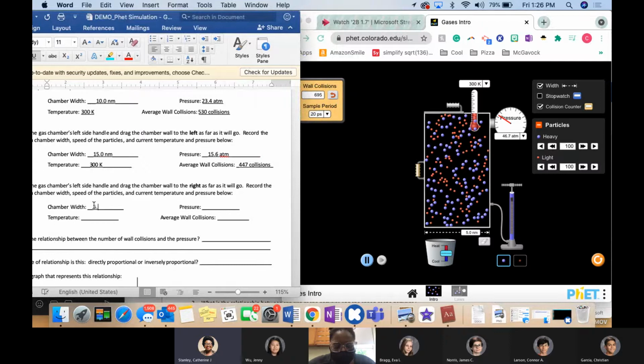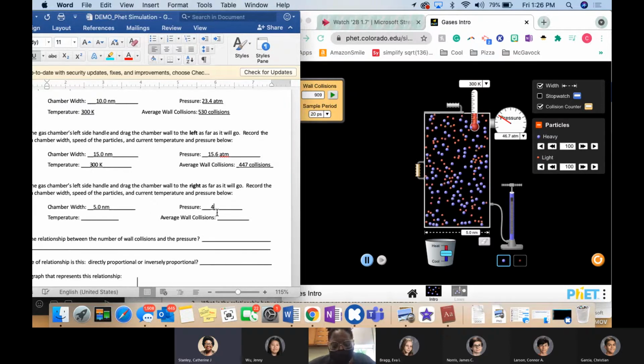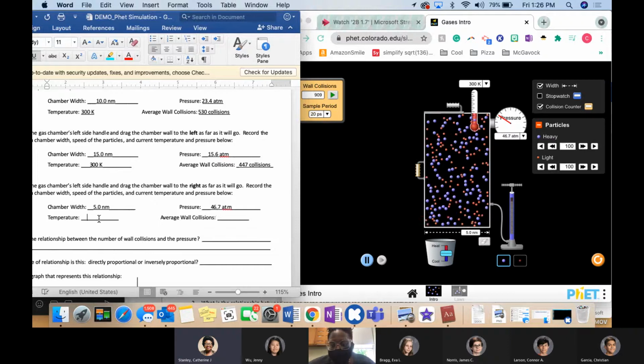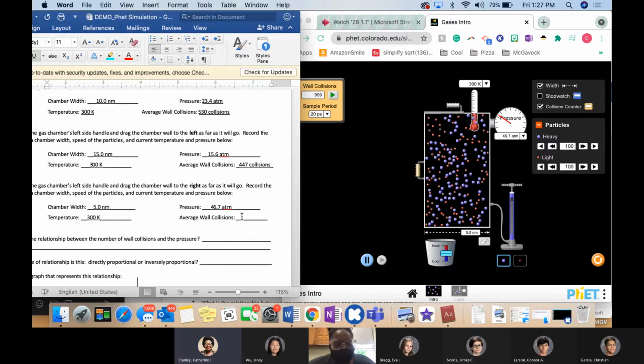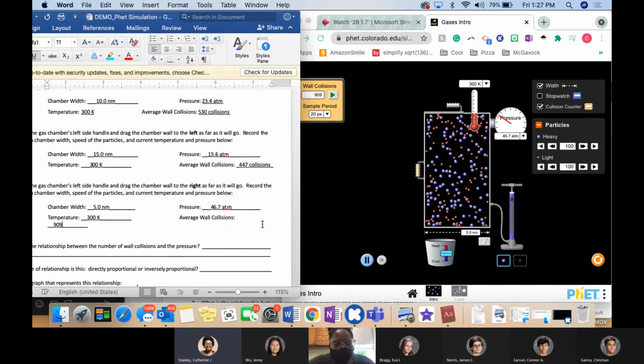My chamber width is now 5.0 nanometers. My pressure is very high. Atmospheres, my temperature, still 300K. Average wall collisions, 909 collisions.